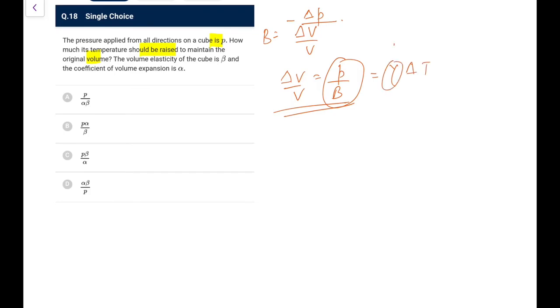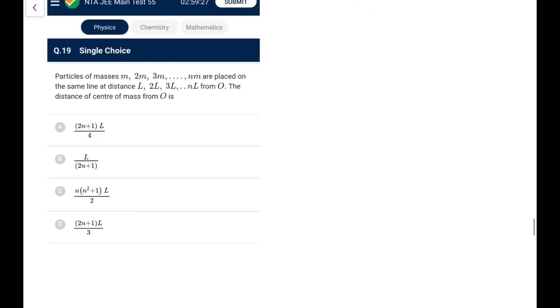So gamma here is written as alpha. Sorry, the volume elasticity is B, not this, and the volume expansion coefficient is gamma. Instead of gamma, it is written as alpha delta T. So the temperature change delta T would be P upon B alpha. That is what I should be writing. So I'll go for option A, not a tough one if you are thorough with your concepts.